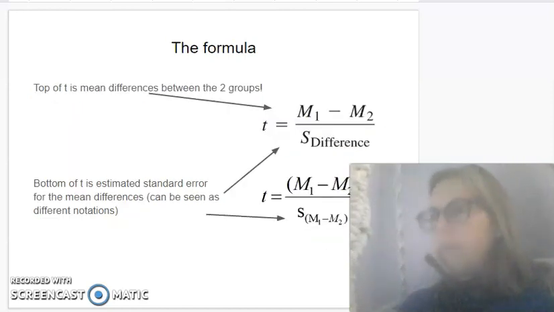Some things to consider. This is the formula. The formula for t is the differences between the two groups over estimated standard error. So I'm going to talk for a minute about what estimated standard error is, but you see M1 is your mean for group 1. M2 is your mean for group 2. Again, you could do M2 minus M1 or M1 minus M2. You're just looking at those group differences between those two groups. Then you're dividing for and adjusting for differences that are happening within those groups. And we call that estimated standard error, estimated standard error for our mean differences. So I'm going to talk a little bit about that.